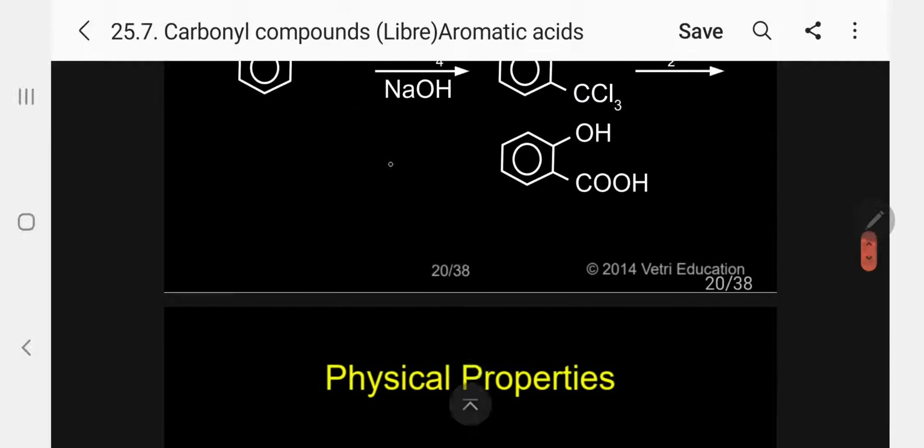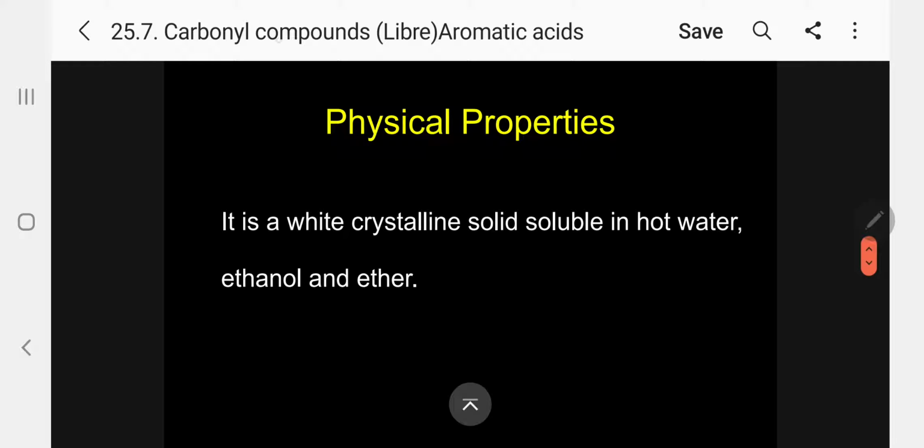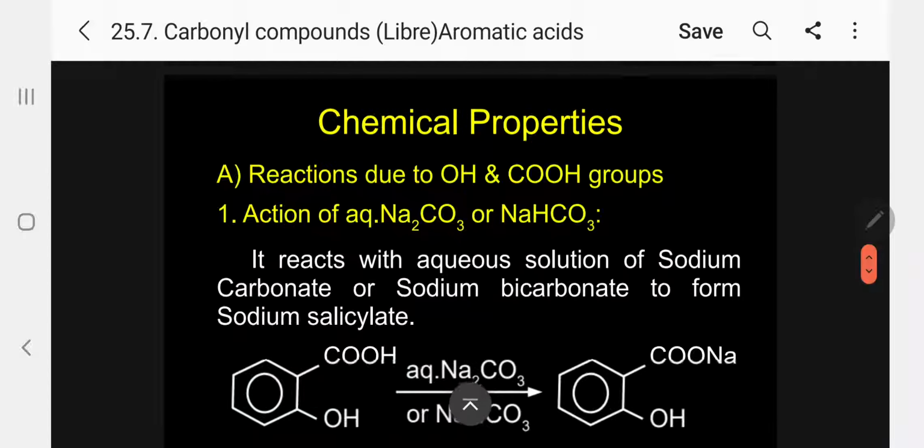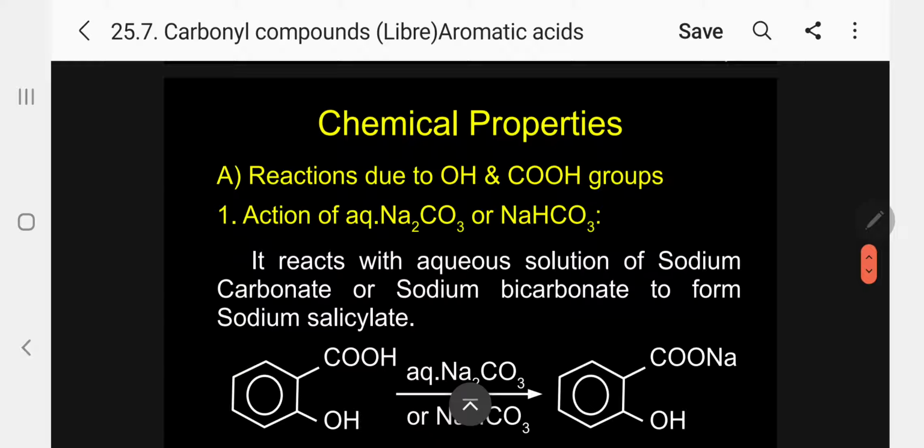Please follow. Coming to physical property, it is a white crystalline solid, soluble in hot water. It is needle-shaped crystals in hot water. Benzoic acid is flake-like, whereas this is needle-shaped in hot water, ethanol and ether. Coming to chemical properties, kindly follow.